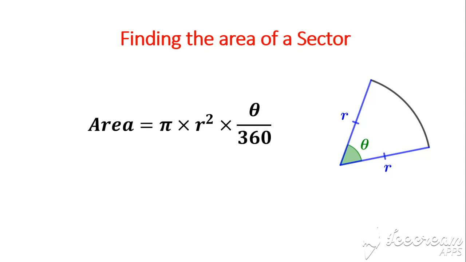And here's the rule we're going to use. Area is equal to pi times r squared times theta over 360. Now r is the radius and theta is the angle at the center. This part of the rule, pi times r squared, is the area of the entire circle, and this part of the rule is the fraction of the circle, the sector that we're working with.